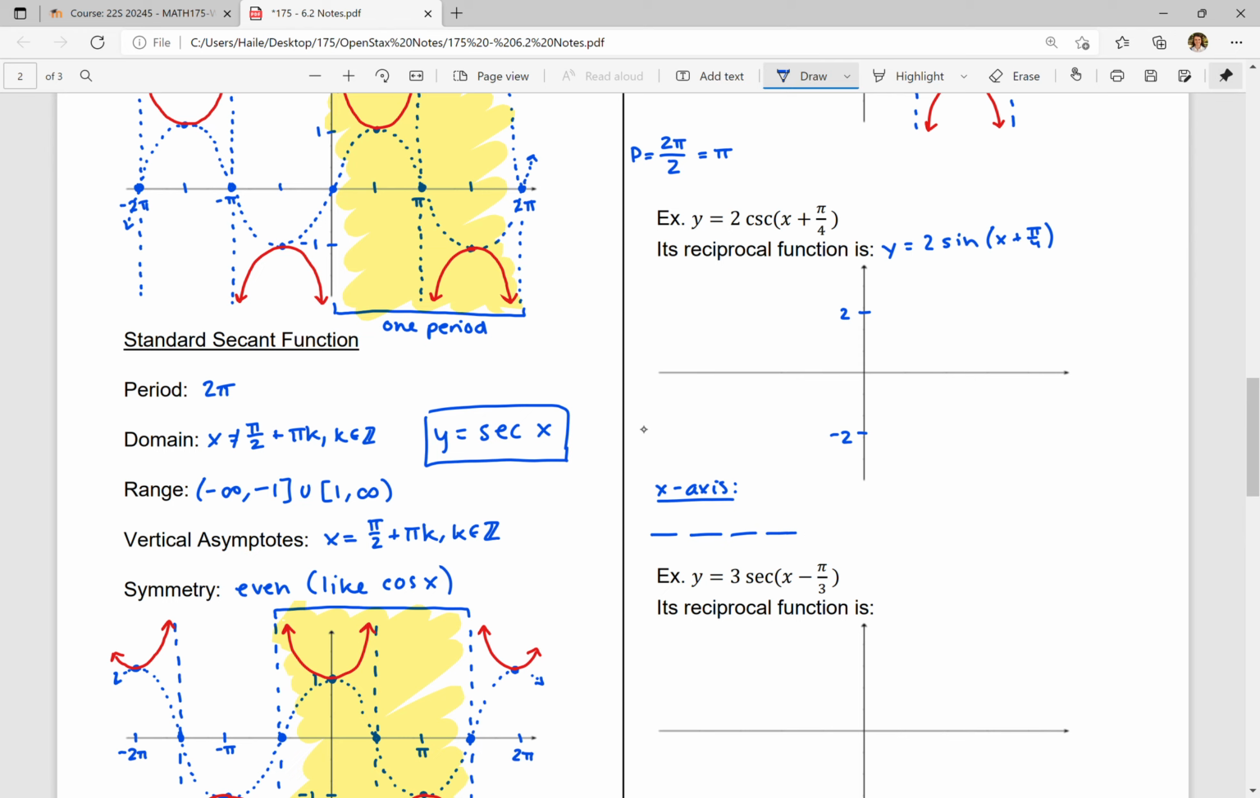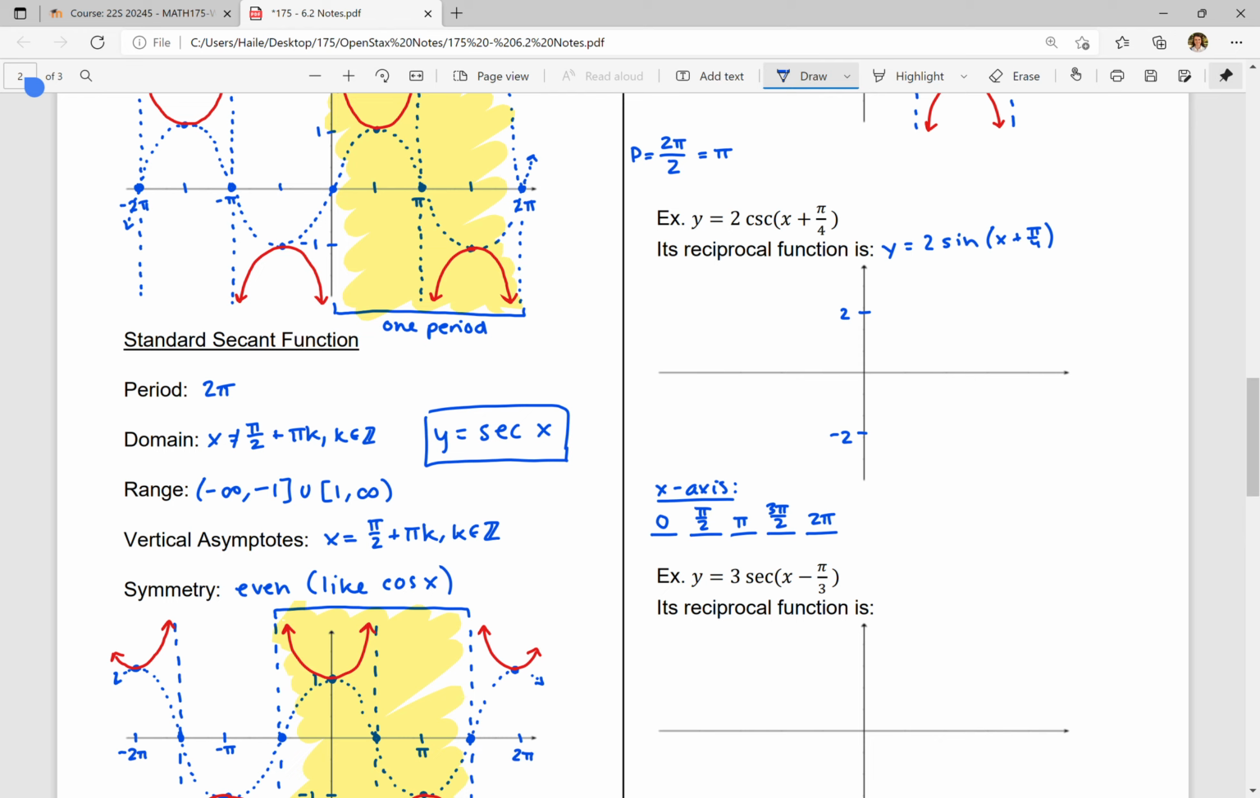So remember, I draw my 5 blanks, and we don't have a k value, so I'm going to assume that my initial period is 2 pi. And so I'm going to go from 0 to 2 pi, and then write the in-between points. So we have pi over 2, pi, and 3 pi over 2.